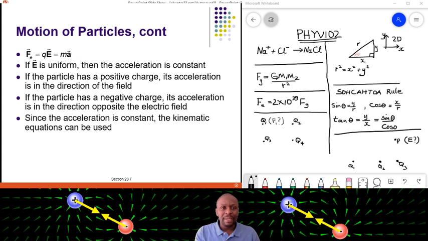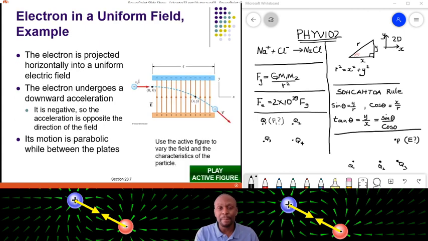Now, if the electric field is uniform, then the acceleration is constant. If the particle has a positive charge, its acceleration is in the direction of the field. If the particle has a negative charge, its acceleration is in the direction opposite to the field. Now, since the acceleration is constant, the kinematic equations can actually be used.